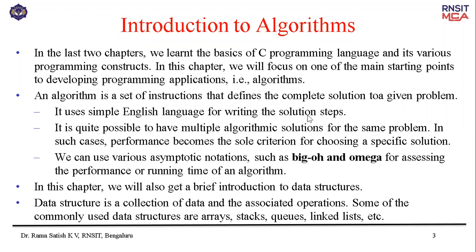Next, why do we use asymptotic notations? Because there are multiple solutions, multiple algorithms. So which one is best? If you want to decide, you have to represent it mathematically using big O and big omega. Those are performance measuring notations. That also we'll discuss in the upcoming classes. Right.